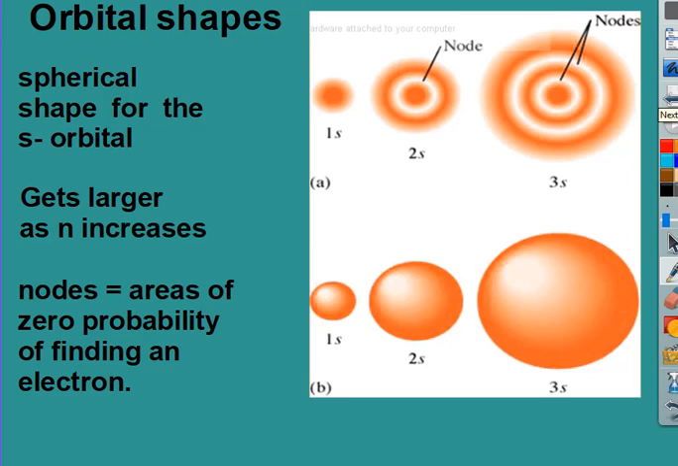Each orbital has different shapes. The s orbital is going to be spherical in shape. It's going to get larger for every increase in energy level. N is energy level. So the first energy level, second energy level, third energy level. And then nodes are areas of zero probability of finding an electron. So we have 1 shell, 2 shells, 3 shells.